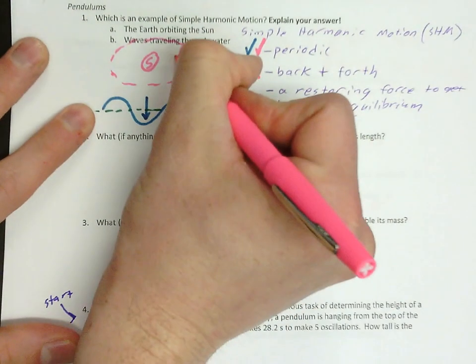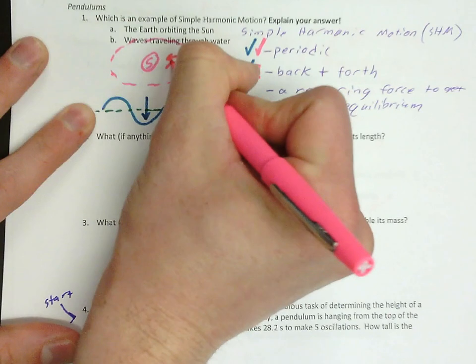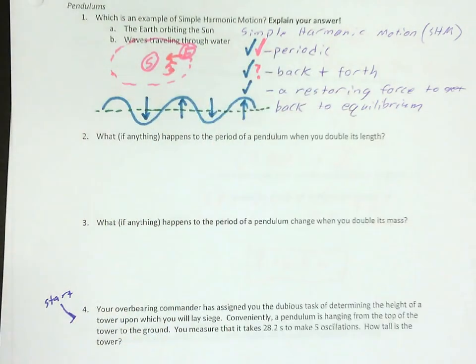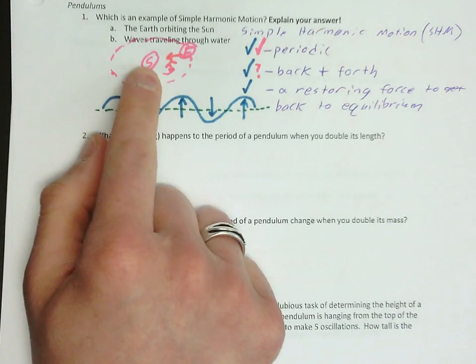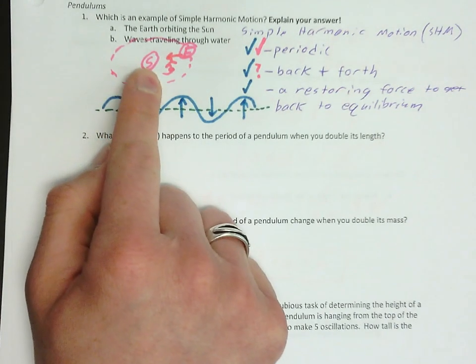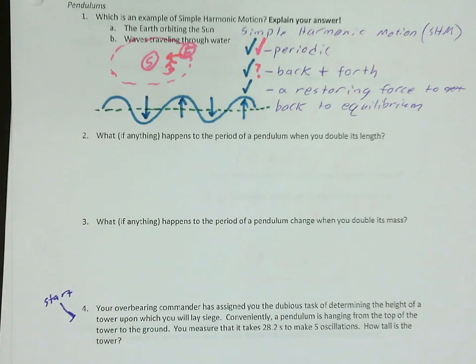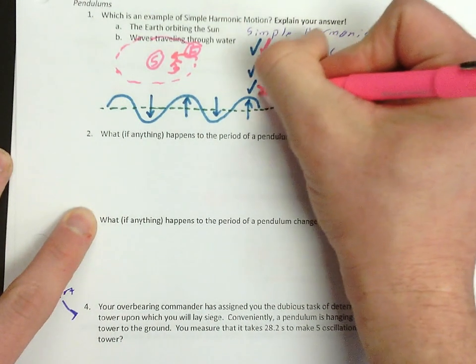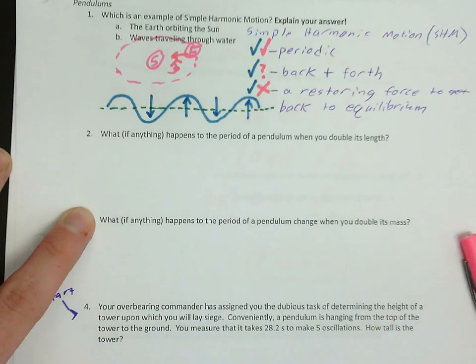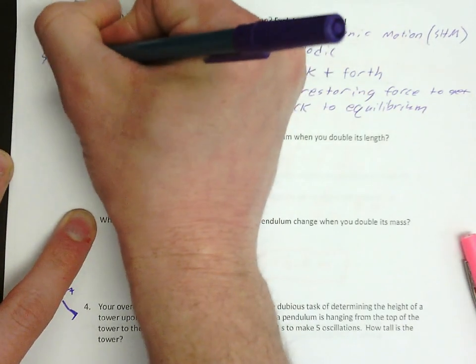And even though there is a force of gravity to bring it back towards the sun, that's why it goes around, the force of gravity doesn't bring it to equilibrium. Inside the sun is not equilibrium. The Earth never goes there. So it can't be a restoring force. It can't have equilibrium. And so the Earth going around the sun is out. And so the simple harmonic motion is going to be the waves.